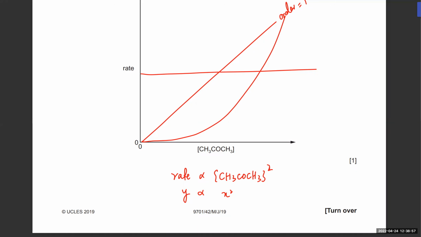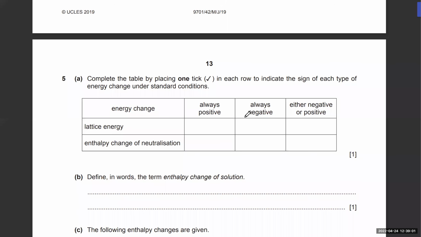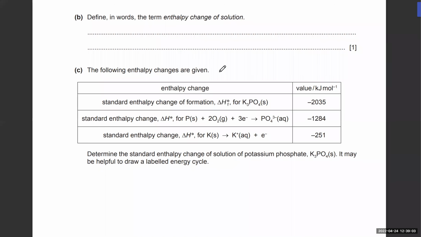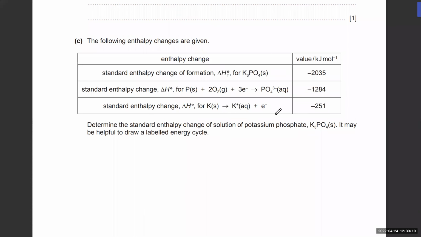Question 5 का C part. So you've got this enthalpy change given, the standard delta HF. So determine the standard enthalpy change of solution of potassium phosphate. First thing, I'm going to write the equation. What is enthalpy change of solution? That's K3PO4 solid. It mixes in water and it dissolves.